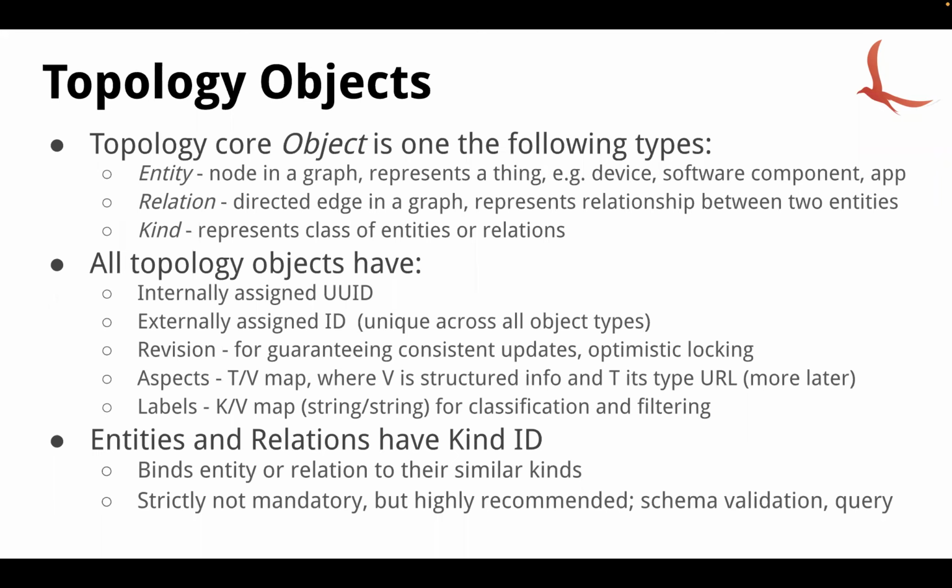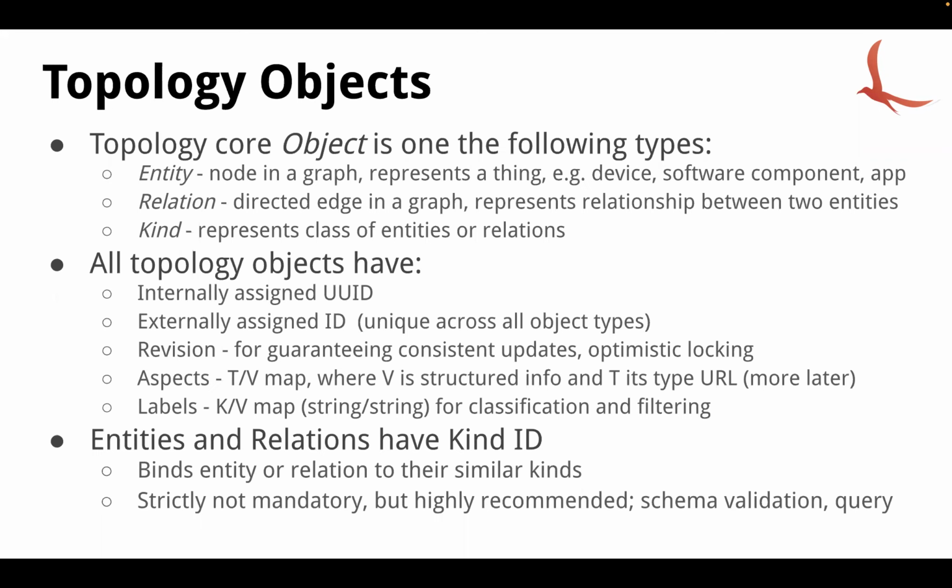Unkind relations and entities. Yes. Now, all of the topology objects have an internally assigned UUID. The system generates this. The client has no control over this. It also has an externally assigned ID. This is something that the application has to assign.